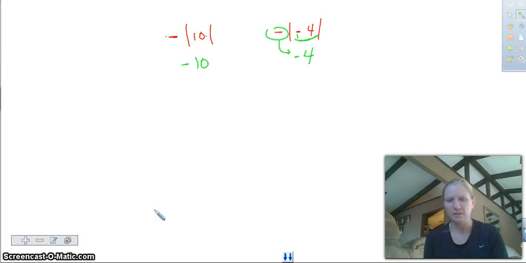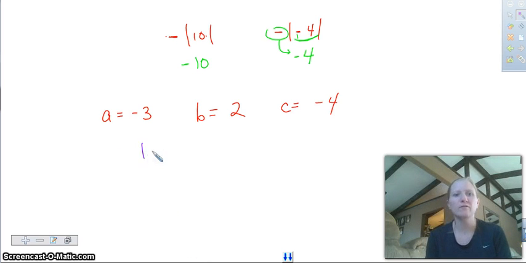Alright, now here's what else they do. And we've done some like this before, the very beginning of the year. They might tell you A equals -3, B equals 2, and C equals negative 4. And then they're going to say they want the absolute value of A. Okay, the absolute value of A. So what you have to do is you have to replace A with negative 3, right? A equals negative 3. So the absolute value of negative 3 equals 3. So you have to substitute and replace.